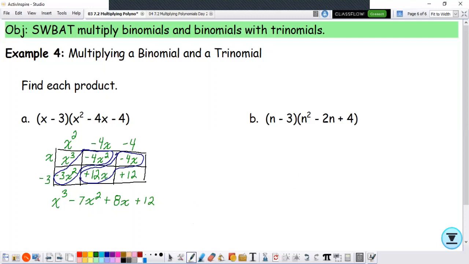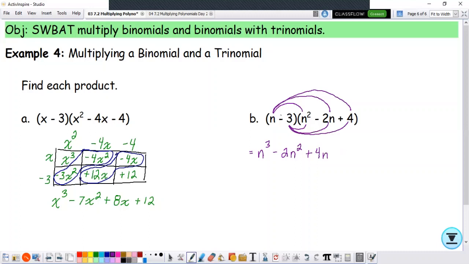B, if I want to use the distributive property, I need to take n times n squared times negative 2n and times 4. But I also need to take negative 3 times n squared times negative 2n and times 4. So I'm going to start by multiplying n times everything in my trinomial. So we have n to the third minus 2n squared plus 4n.